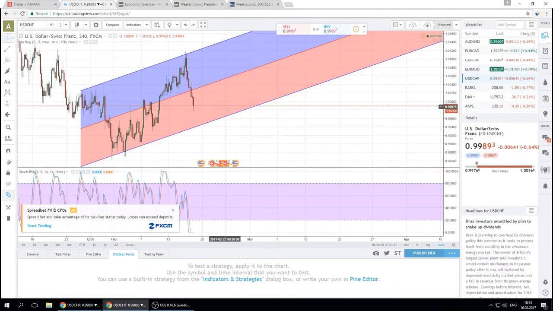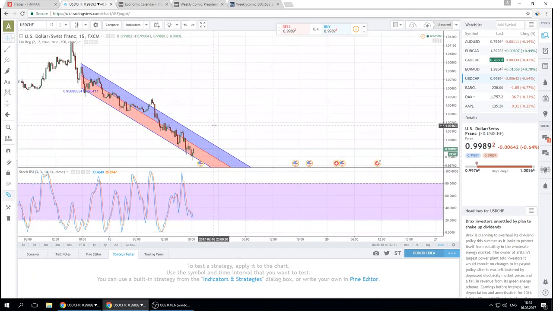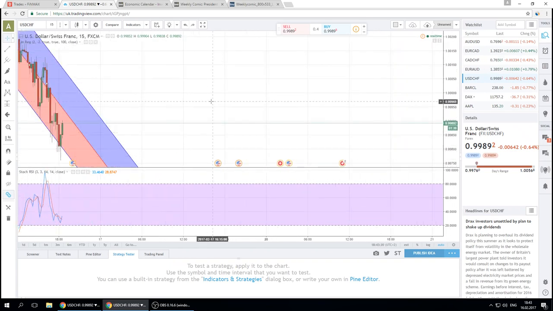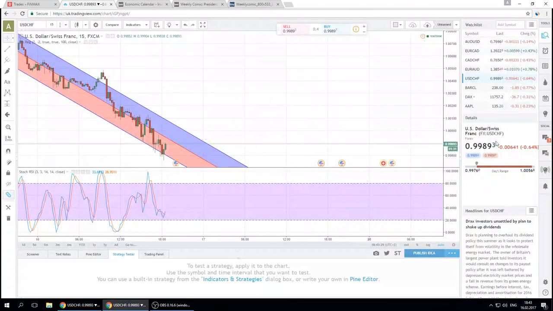USD CHF. Also you see that the American dollar was falling today against most currencies ahead of Donald Trump's speech. That's pretty interesting. If we see the shorter time frames, we also see that it has pretty good potential for going up.